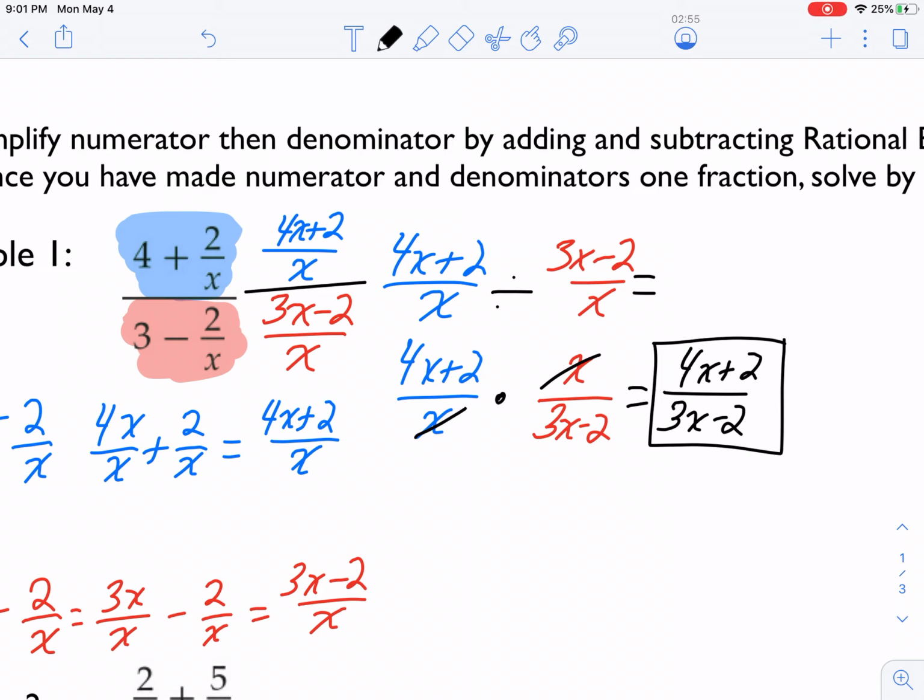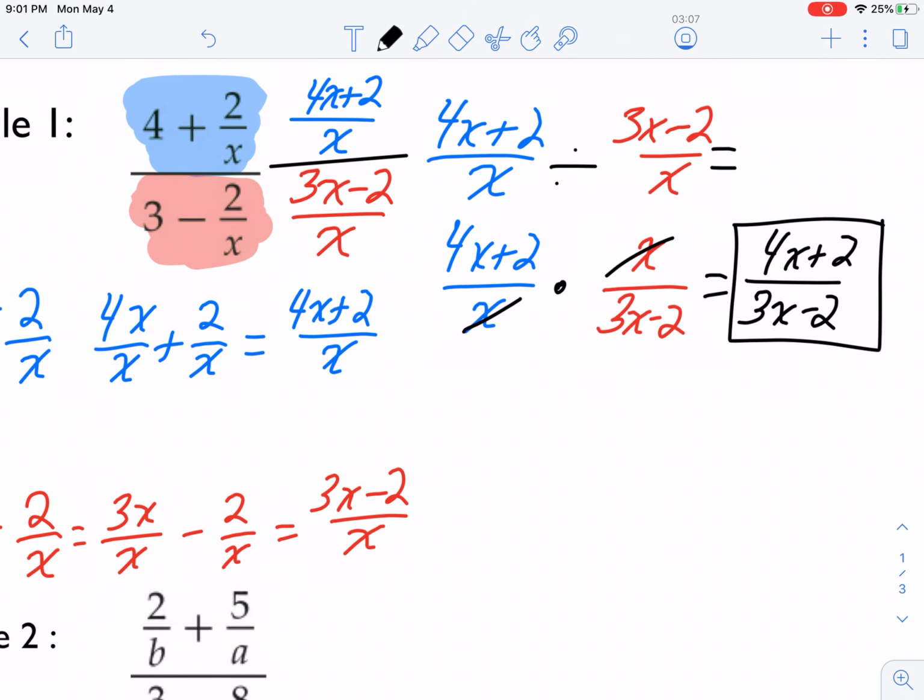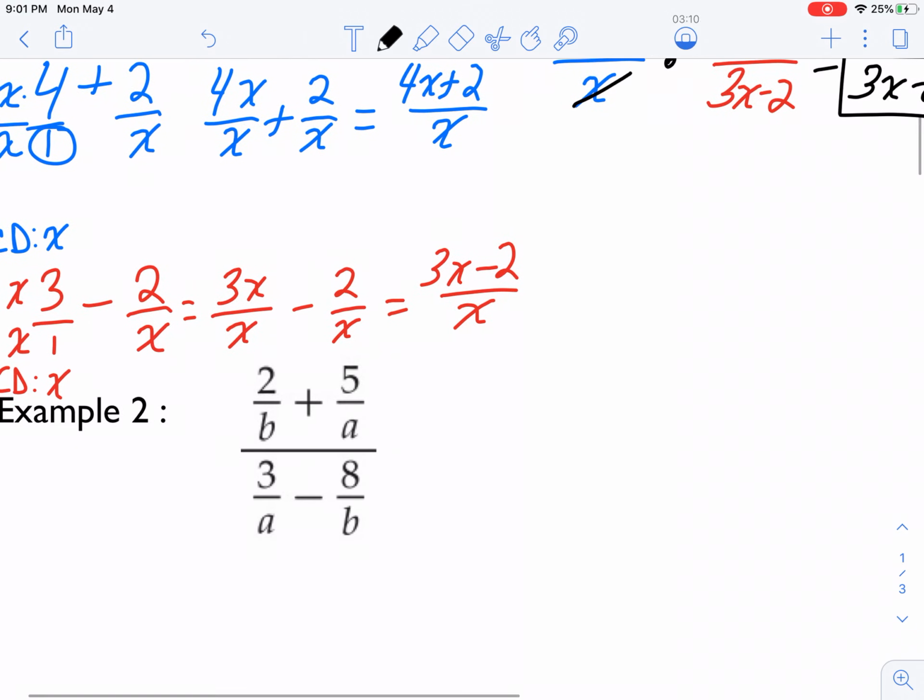Alright, so again, going back through, I simplified my numerator first by getting a common denominator. Then I simplified my denominator by again getting a common denominator, and at that point I changed it to a division problem, flipped it to make it a multiplication problem. So do me a favor and pause the video, because this one's very similar to the previous one, and try to work on this. Work on the numerator first, then the denominator, and then change it to division and multiplication.